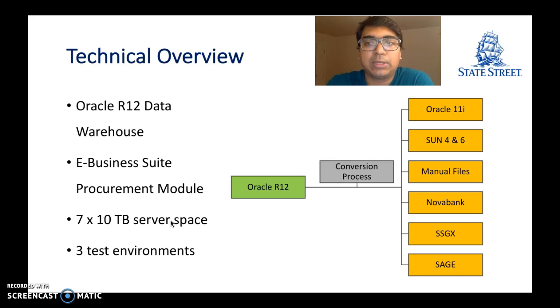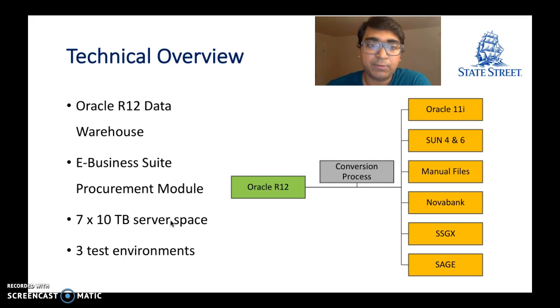All right, so let's have a look at the technical aspects of the project. The system that is receiving the procurement data is Oracle R12, and it's a data warehouse. The front end module is going to be the e-business suite procurement module. That will be the front end user applications that the business users, you and I, would be interacting with. But on the back end, it would be sitting on an Oracle R12 architecture data warehouse.